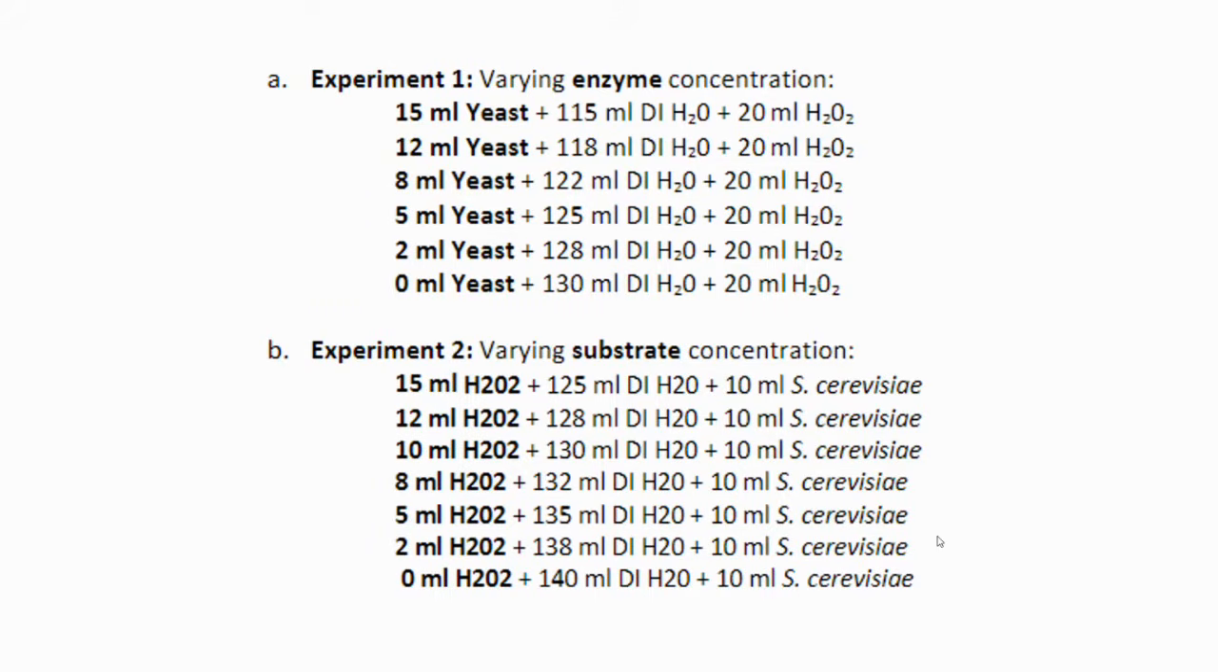And then for the second experiment, the substrate is changing. So, the H2O2 is your hydrogen peroxide. That's the substrate that's going to bind to your catalase inside the yeast. And if the reaction works, it should produce water and oxygen, right? And so we are quantifying how much gas is produced after this reaction.